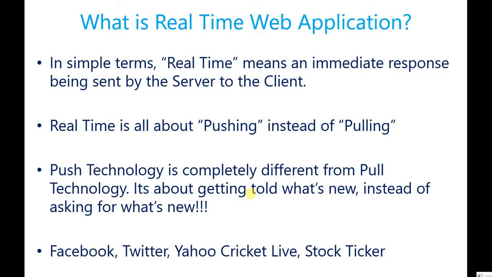So what is a real-time web application? In simple words, real-time means an immediate response being sent by the server to the client. Real-time is all about pushing instead of pulling. SignalR allows us to make real-time applications, and what I mean is that when something happens on the server, all the clients are going to know about it.